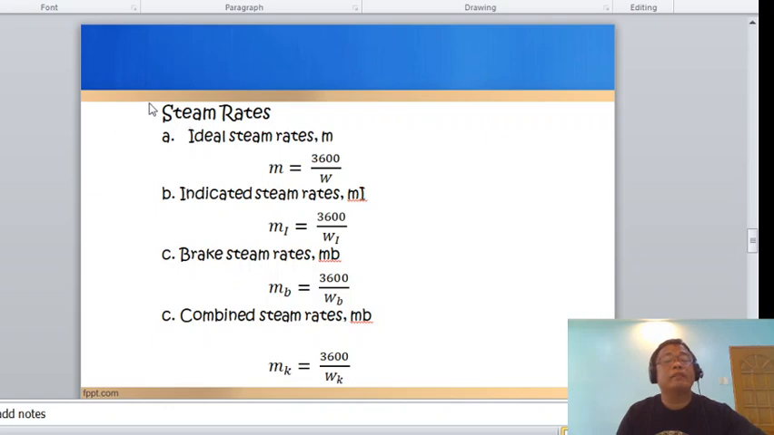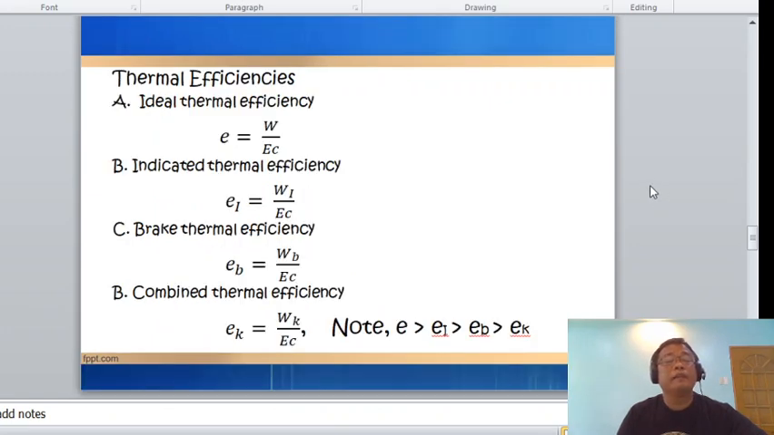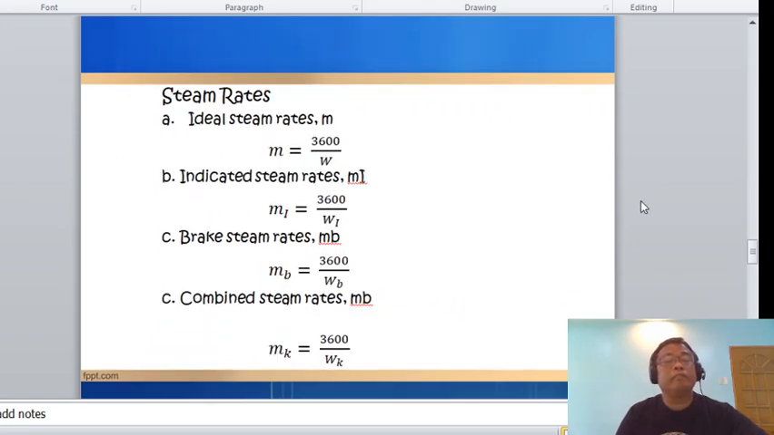Another, we have steam rates. Ideal steam rate, m sub i, equals 3600 over W. The indicated steam rate, m sub I, equals 3600 over W sub I. Take note, class, this is just the reciprocal of the thermal efficiency from the previous presentation. This is similar. Brake steam rate, m sub B, is 3600 over W sub B. And then combined steam rate is 3600 over the combined work.